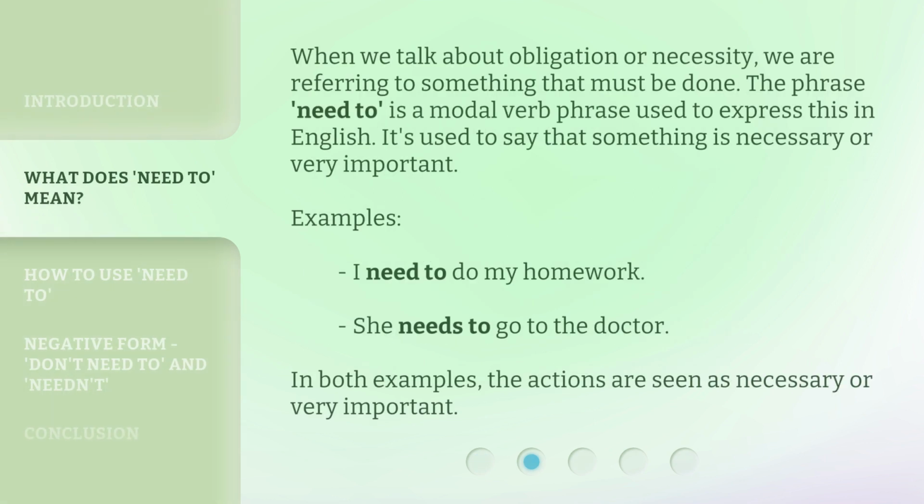When we talk about obligation or necessity, we are referring to something that must be done. The phrase, need to, is a modal verb phrase used to express this in English. It's used to say that something is necessary or very important. Examples: I need to do my homework. She needs to go to the doctor. In both examples, the actions are seen as necessary or very important.